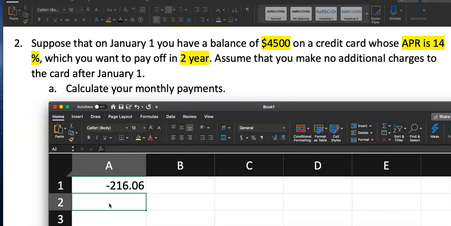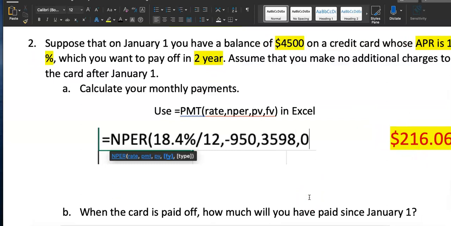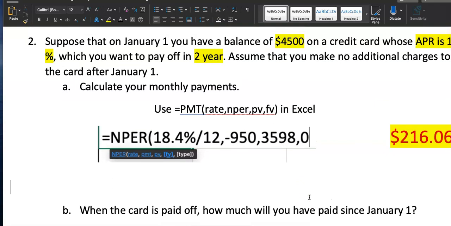So the payment amount is going to be $216.06. That's how much you have to pay the credit card company every month if you want to finish your credit card debt in 2 years. Now, that's why I have that number right here. Now, the next question, when the card is paid off, how much will you have paid since January 1st?